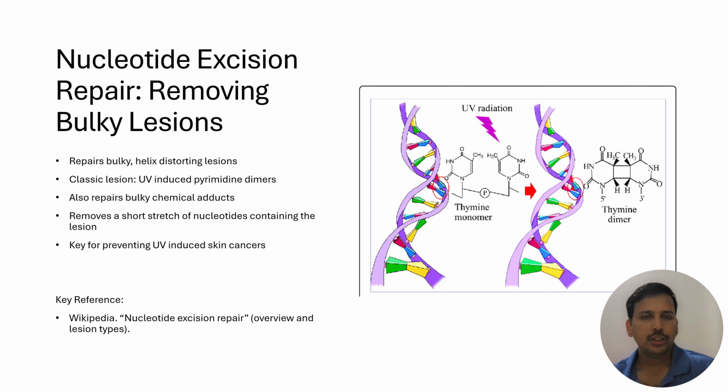NER recognizes the distortion rather than the specific chemical structure of the lesion. It then cuts out a short DNA segment, typically around 24 to 30 nucleotides in humans, containing the damaged site, and replaces it using the opposite strand as a template. Defects in NER genes cause diseases such as xeroderma pigmentosum, where patients are extremely sensitive to UV and prone to early skin cancers.